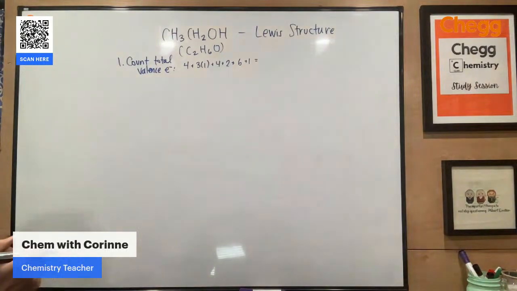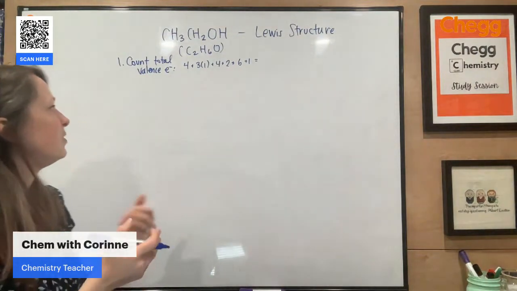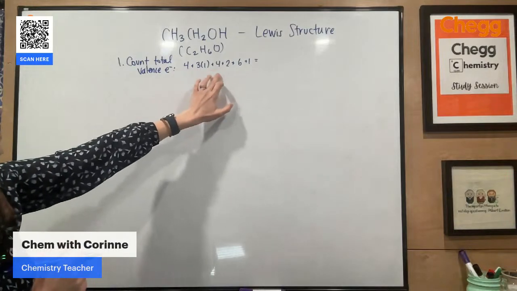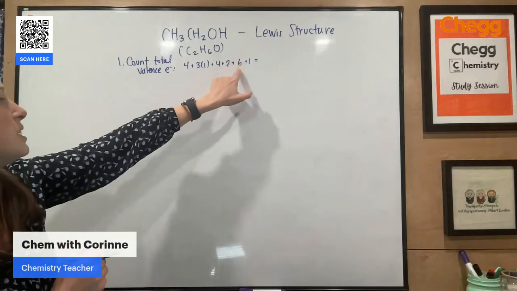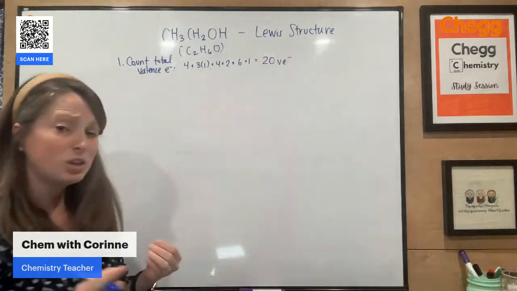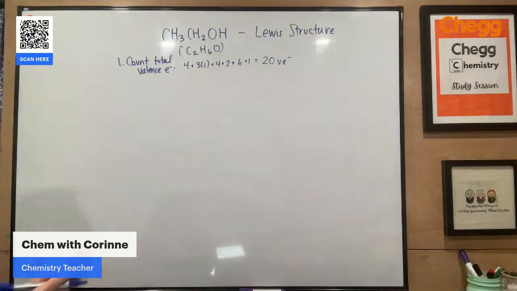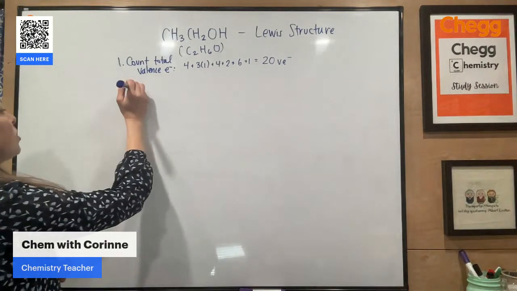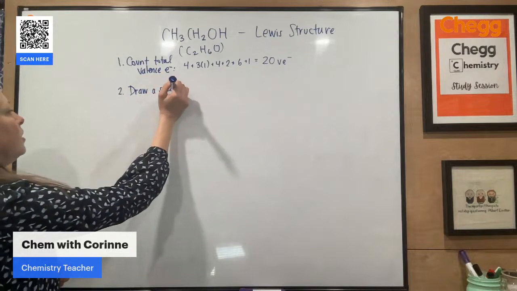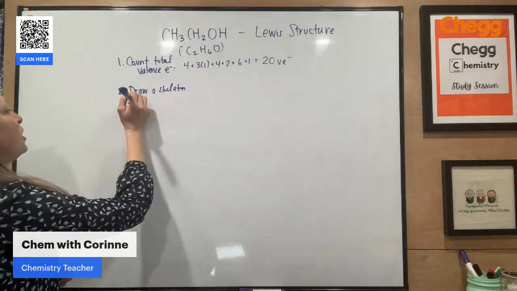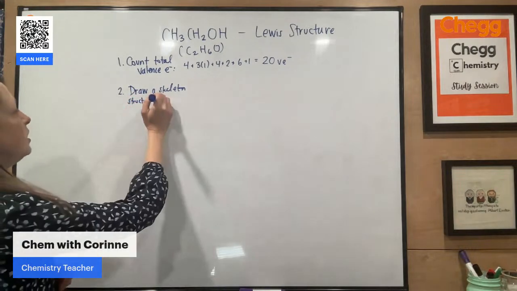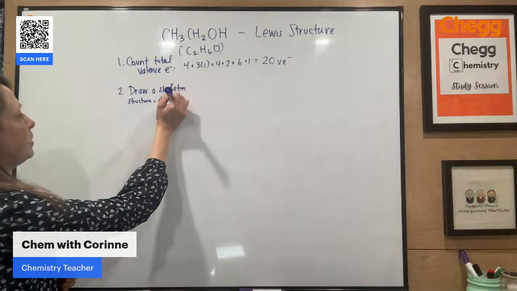So this is an organic compound, which is just going to be a carbon-based compound. All right, so I have 4 plus 3 plus 4, so that's 11, 13, 14. I have 20 valence electrons in this compound. So that's always your first step. Count the total number of valence electrons. Second step, you're going to draw a skeleton structure. What do I mean by that? You're pretty much just going to predict how these atoms are going to bond together, so drawing bonds between elements.